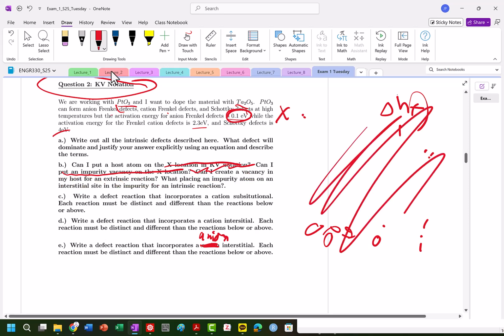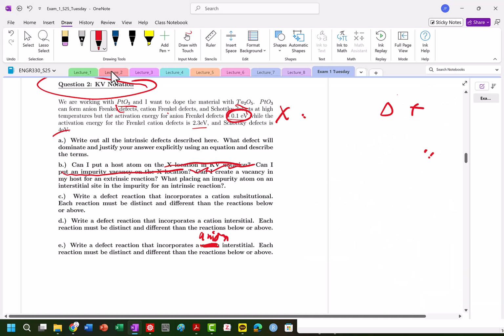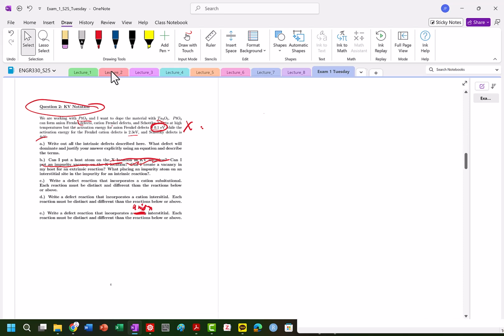Write a defect reaction. Okay, so now we're getting to the business. Write a defect reaction that incorporates a cation substitutional. So we're doping. I'm going to dope the material with this. This is our dopant into PbTiO3. So cation substitutional: Ta where Ti needs to be. Ti is 4, Ta is 5, so it's going to be a +1.